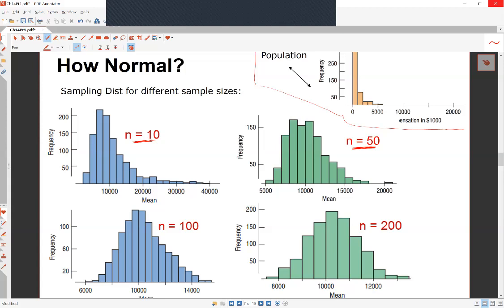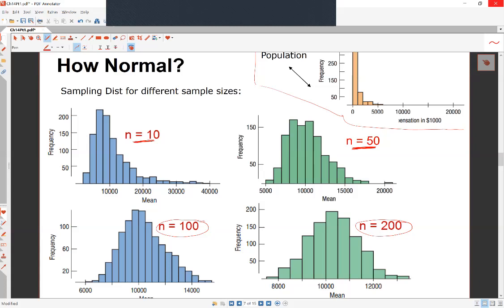Top right quadrant, if we increase our sample size to 50, again, a little bit more symmetric, but still a tail to the right. But now when we get to a sample size of 100 or a sample size of 200, both of those histograms look really nicely symmetric.